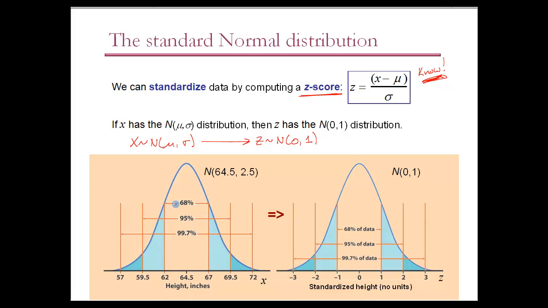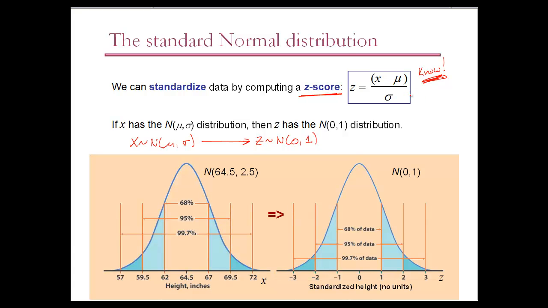So for this particular example, I still have 68% of the data lying within one standard deviation of the mean, which would go from 62 inches up to 67 inches. But when I standardize or normalize it, it will go from -1 to 1, and there are no units here because it's standardized. It's a standardized height, it's not in inches, it's just a standardized number. So again, when you standardize a normal distribution, you change it so the mean is 0 and the standard deviation is 1. Any normal distribution can be standardized using this formula that we have right here.